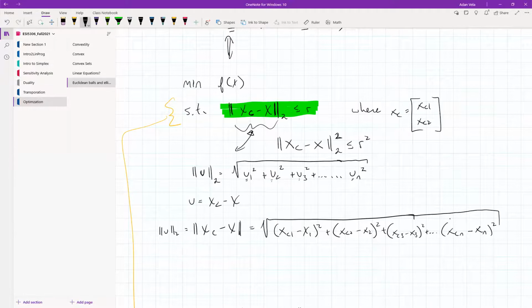Okay, so these are two equivalent representations. One of them is in vector form and the other is written out algebraically. But they represent the same idea.